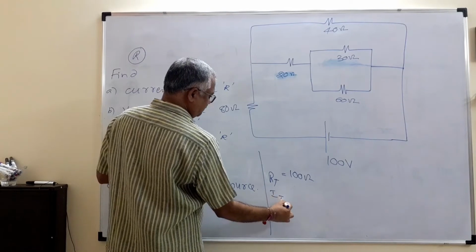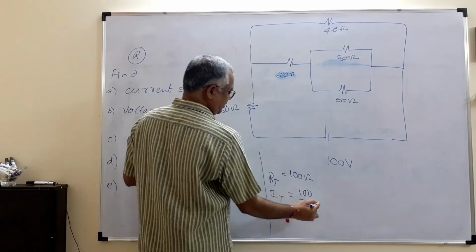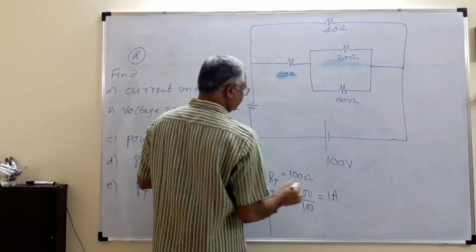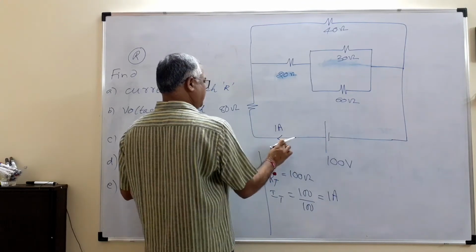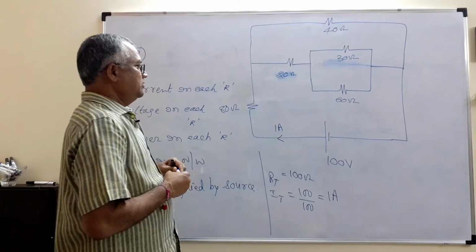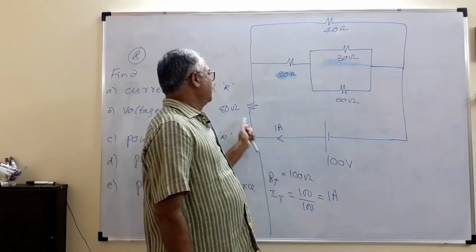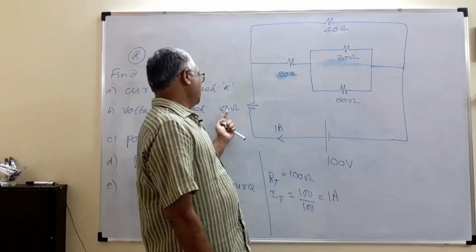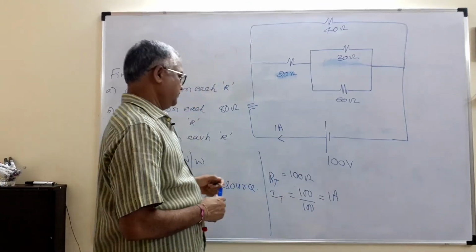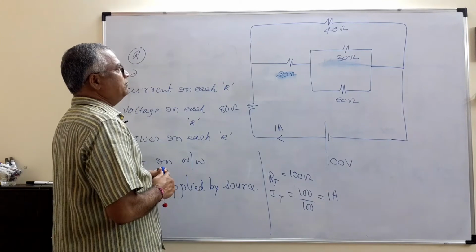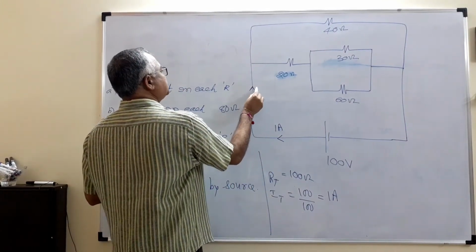Then how much total current will come? 100 by R equivalent 100, so 1 ampere. The source is giving a current of 1 ampere. So current supplied by the source depends on the source value and total R equivalent. It is not only this resistor, not any one, total resistance we have to consider. So total current of 1 ampere. This 1 ampere current after 80 ohms is how much? 1 ampere only.